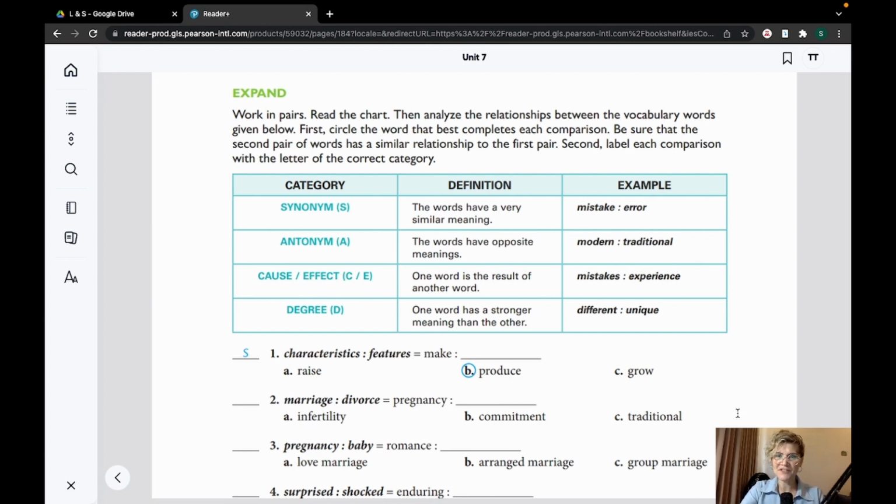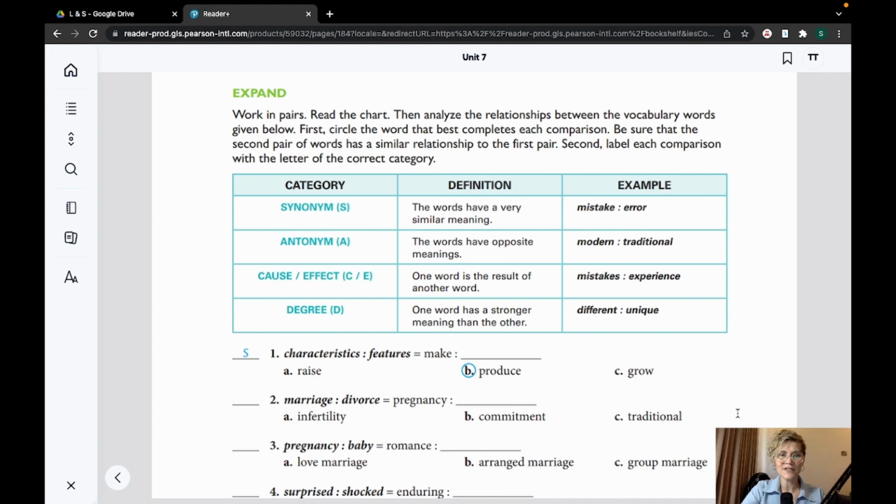An example of a synonym: mistake, error. An example of an antonym: modern, traditional. An example of cause and effect: mistakes result into experience. Degree, different, unique. Yeah. So with the degree, the other word has just a stronger meaning.